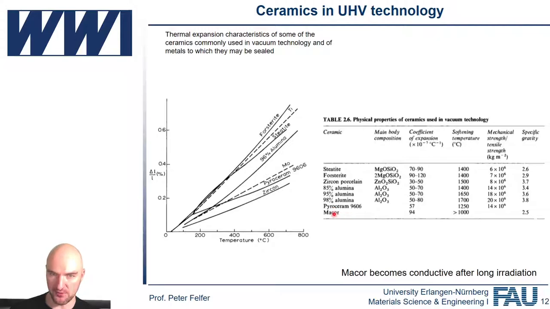The ceramic you will find the most, though, is so-called Macor. This is machinable glass ceramic. It's pretty expensive, pretty pricey. But you can use it, you can actually drill it, you can grind it, you can machine it, so you can get it into any shape you want. And with that, it's very useful in ultra high vacuum technology.